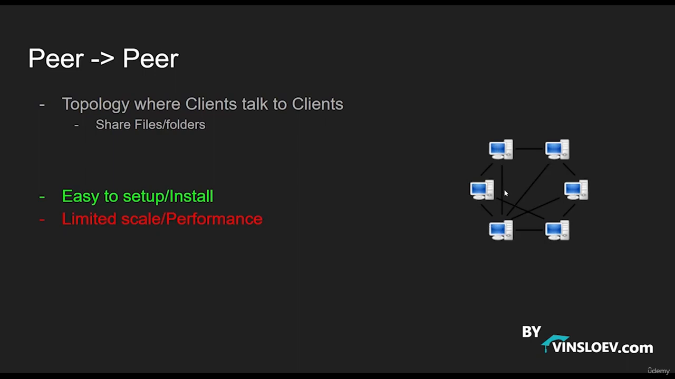So they are talking to each other when they are, for example, sharing files or folders, or if one of them has a printer connected through a USB, then that client can tell the other clients, hey, I got a printer, if you want to use it, let me know, and then he will share this printer in this peer-to-peer network. So the benefit of having a peer-to-peer network is that it is very easy to install and set up.